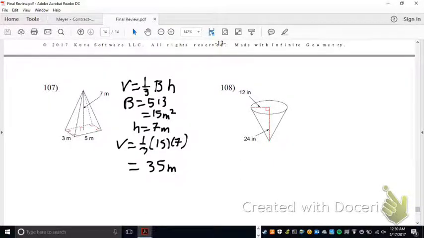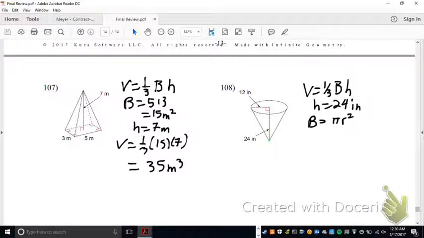So 1/3 times 15 times 7, we get 35 cubic meters. Now 108, we still start off with the 1/3 area of the base times the height. The height's going to be 24 inches. And the area of our base is actually going to be pi r squared. We're given that r is 12. 12 squared is 144. So the area of the base is 144 pi inches squared.